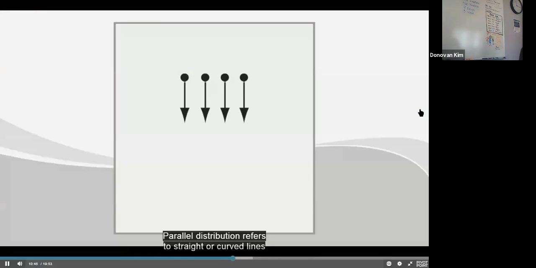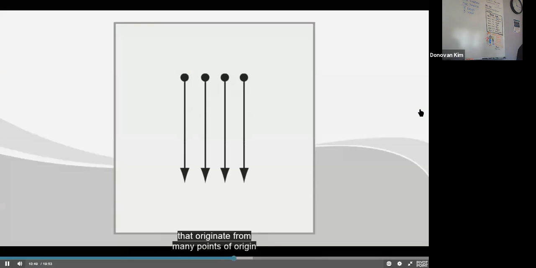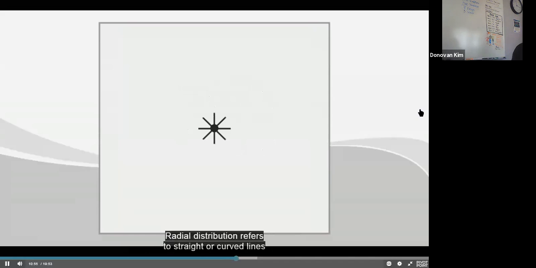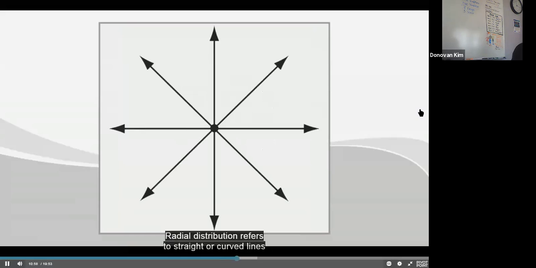Parallel distribution refers to straight or curved lines that originate from many points of origin and travel at an equal distance from one another. Radial distribution refers to straight or curved lines that originate from a single point of origin and radiate outward in any direction, like the spokes of a wheel.